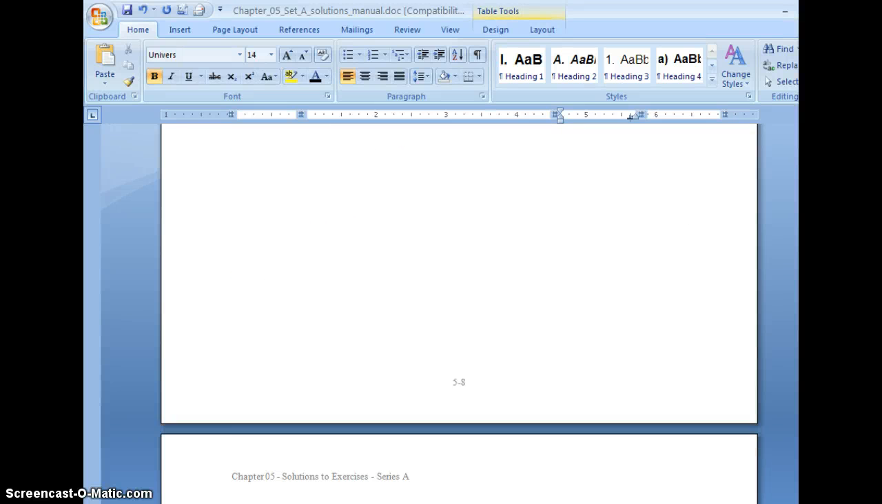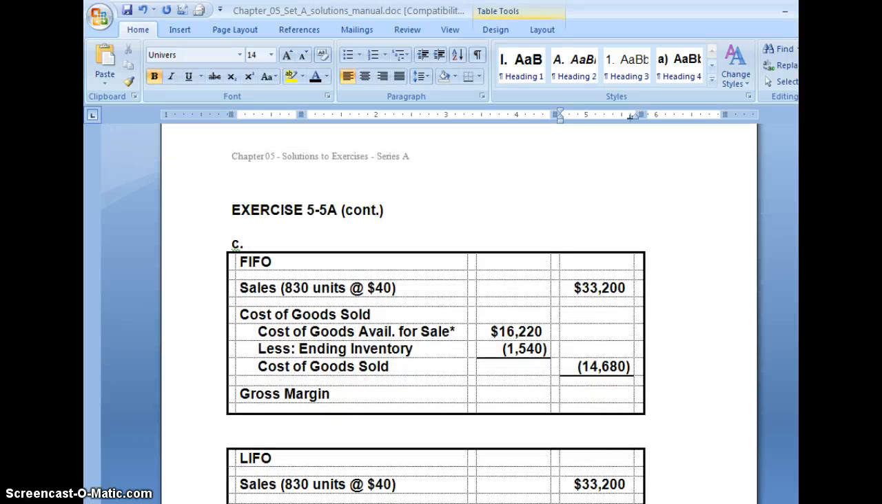Okay, that's off of the weighted average. Yes, right here. FIFO, sales, 830 units at $40, $33,200. 830 at $40 a unit. Cost of goods sold, again, we started with $16,220. We had ending inventory of $1,540. That's how we determined our cost of goods sold is $14,680. So that's how to do that for the FIFO.